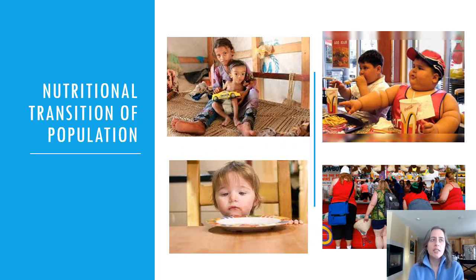Another transition, aside from demographic transitions that occur, are nutritional transitions within populations. So what we're seeing on the left-hand side here is images of children that are not getting enough food to eat. So what we often see in developing nations is that there is a very high rate of famine or food insecurity or lack of access to appropriate nutrition. And so famine and starvation and malnutrition are the primary concerns of those populations, because they have huge impacts on the health of the society, of course.